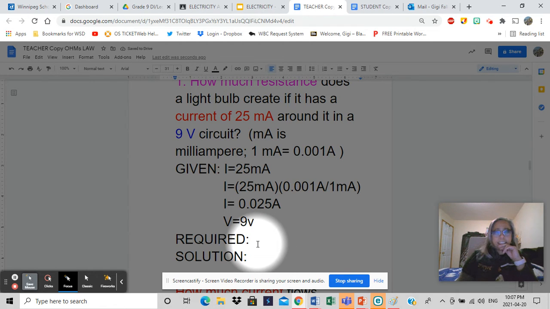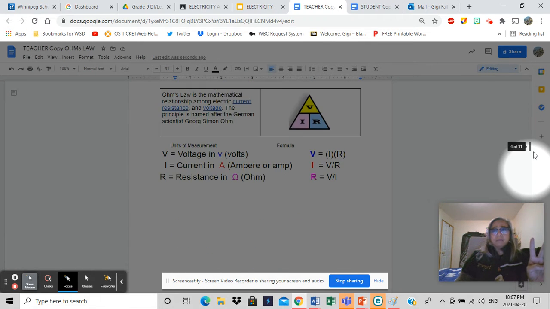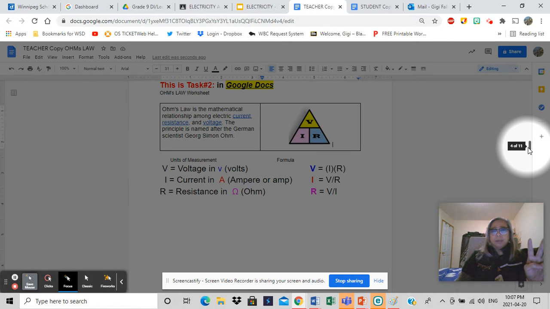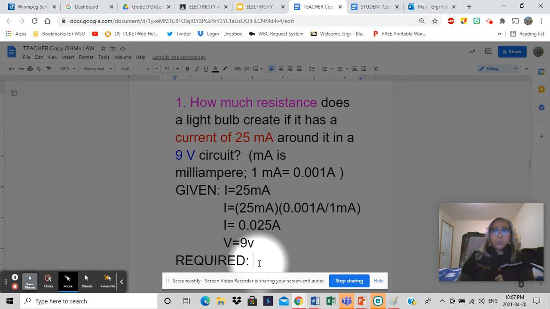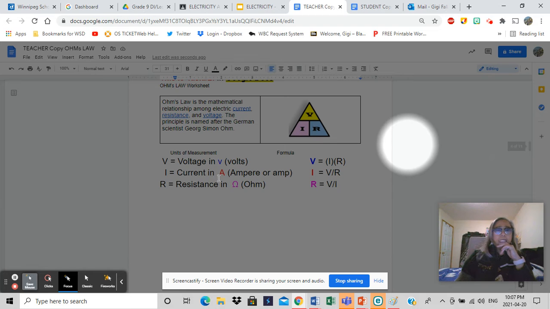Now, what is required? You have I and V, and we're just dealing with three variables, right? V and I are given. It must be the R that we're looking for. Is it? Yes, it clearly says there how much resistance. So you're looking for the R here. What's the unit? Can you remember? If not, scroll up again. What is R? Oh, it's in ohms.